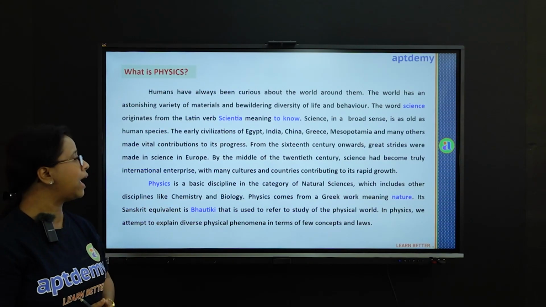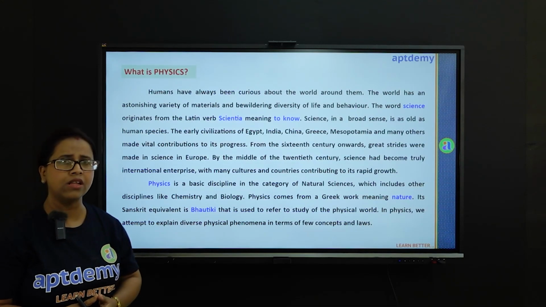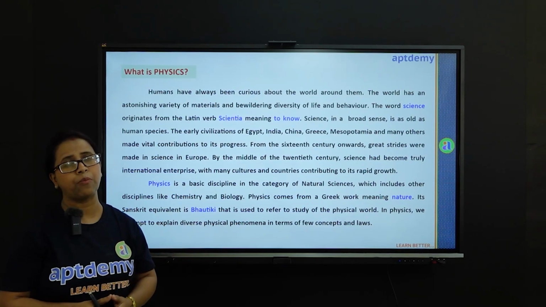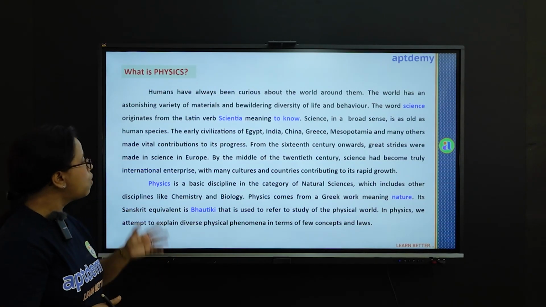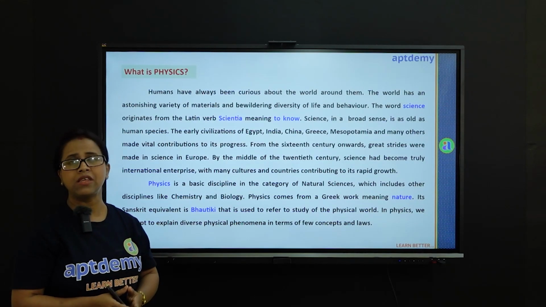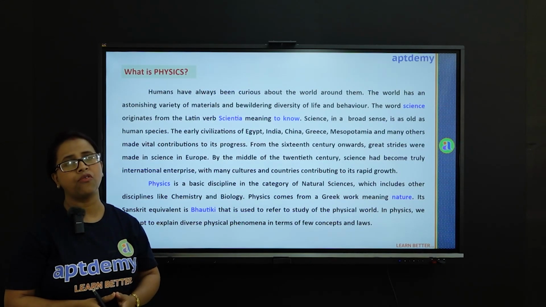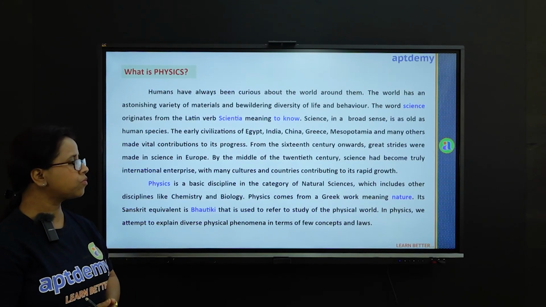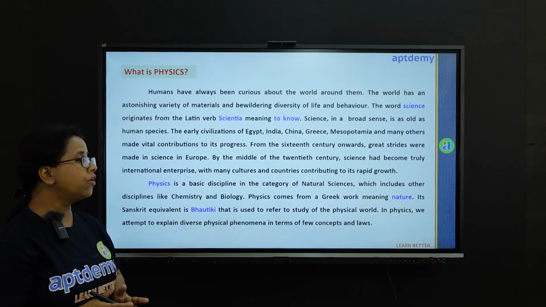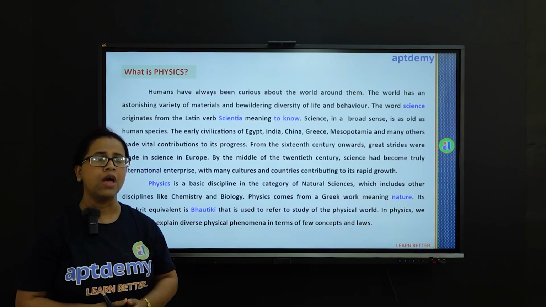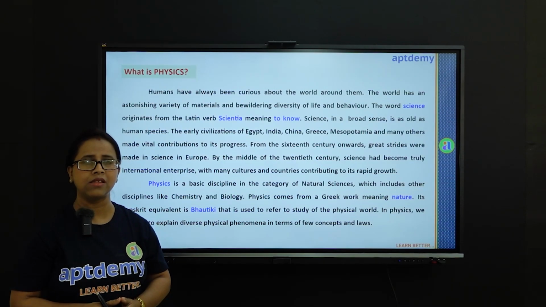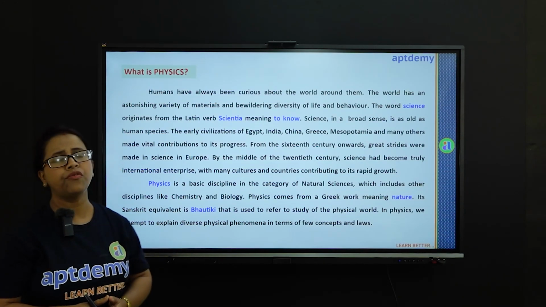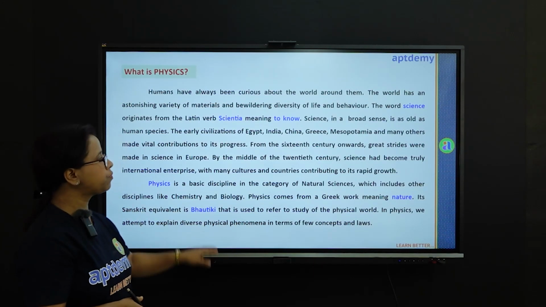In fact, towards the end of the 20th century, almost all the countries have contributed towards the rapid growth of science. Now, physics basically is a basic discipline in the category of natural sciences, which also includes chemistry and biology. The word physics comes from a Greek word meaning nature. Its Sanskrit equivalent is bhautiki, where we study the physical world, applying different laws and concepts.